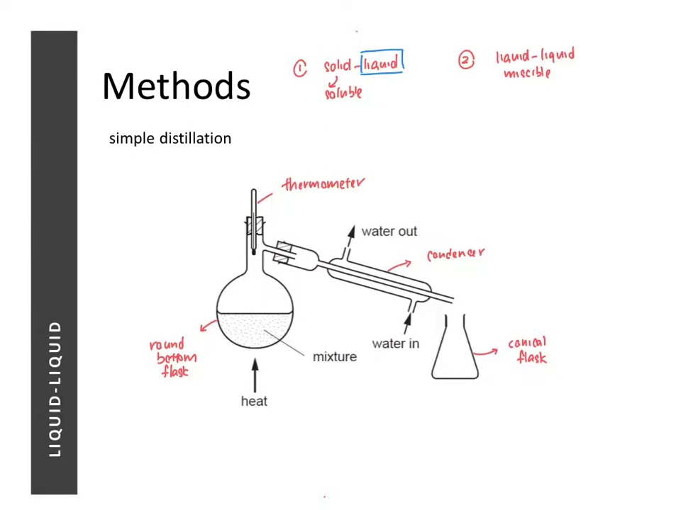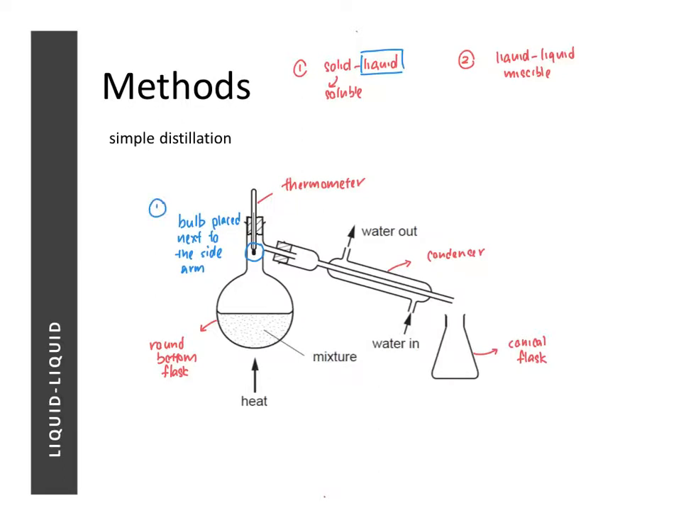Now there are certain experimental details that we need to take note of when performing a simple distillation. The first of which is that the bulb of the thermometer must be placed next to the side arm. This is the first thing to take note of.